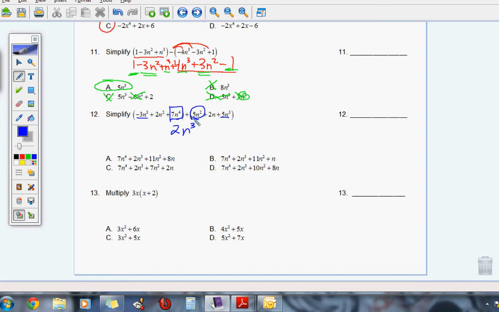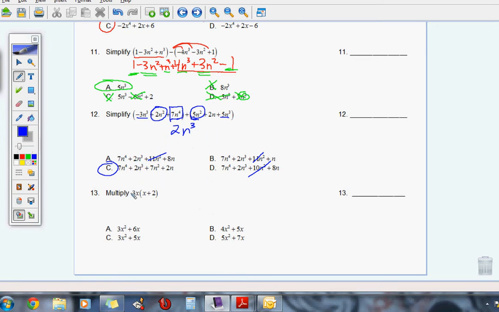Well, if we look at the n squareds and the n squared, there should be 7n squareds. Well, if I look in here, not here, not here, not here, there's a 7n squared right there. So choice C is the correct answer when you combine like terms there.